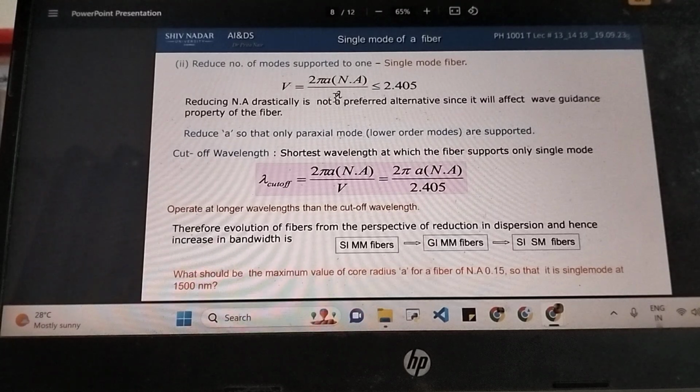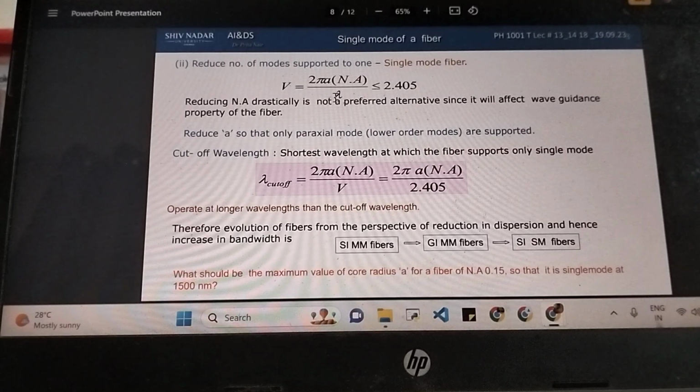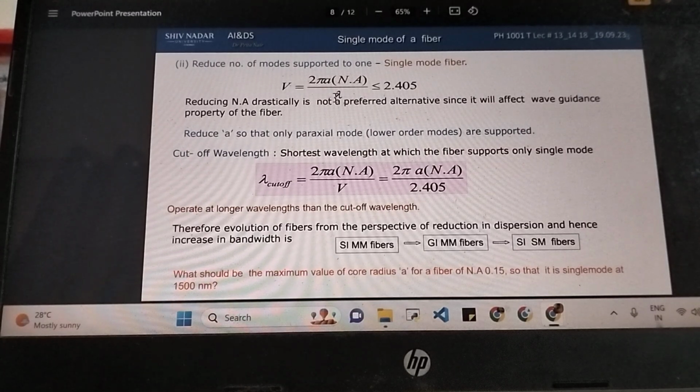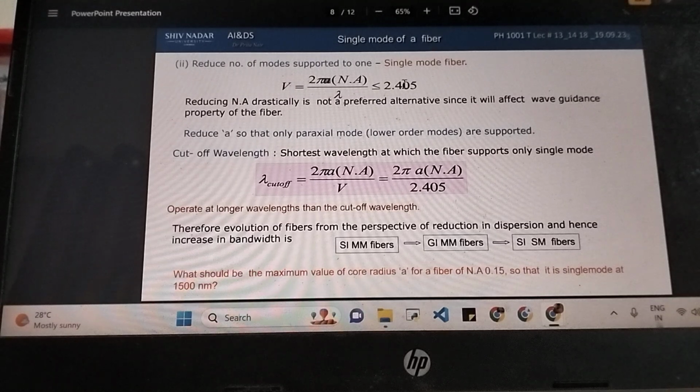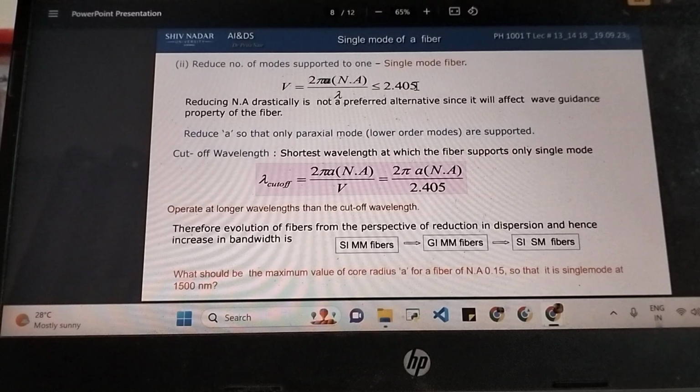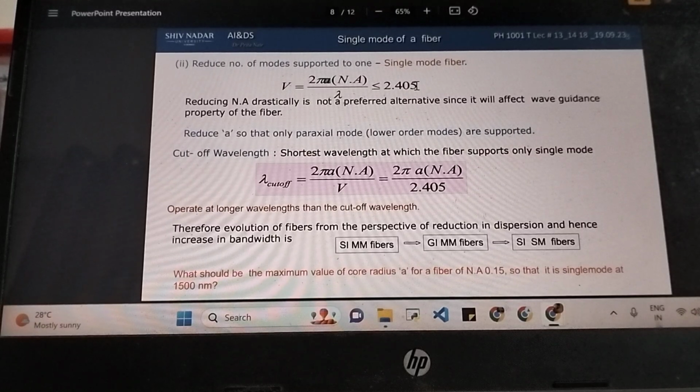Now if you change the numerical aperture, then the amount of light that can be guided into the fiber is going to change. So you might not be able to put in as much information as you want to, and that is not desirable. So ideally what we do is we alter the radius appropriately to make sure that the V number is equal to 2.405, and if that is equal to 2.405, then the optical fiber will support only one mode of transmission.